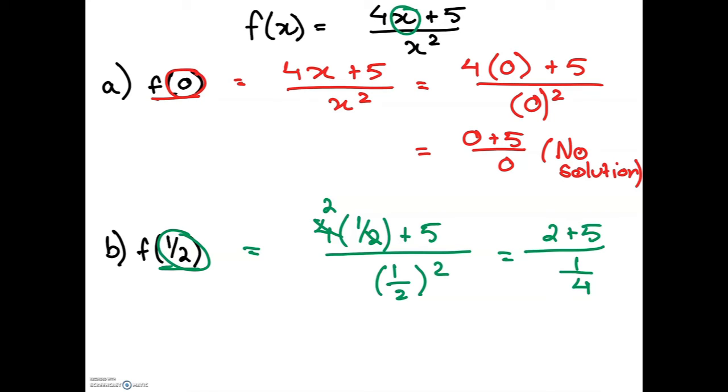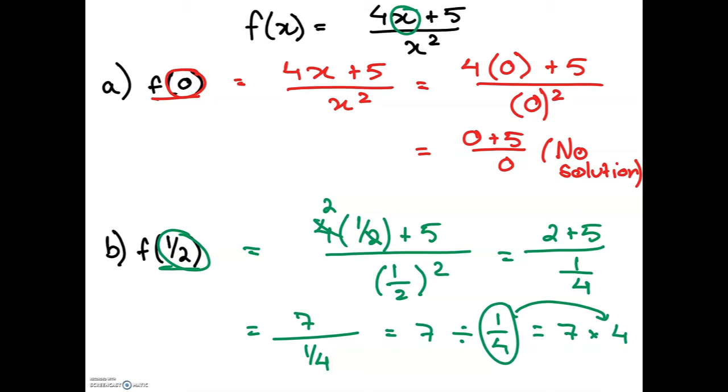To simplify this, what I like to do is write the numerator 7 divided by 1/4. Whenever you divide by a fraction, you take the reciprocal. So you basically flip it over and it becomes 4. Then that becomes 28, and 28 is your final answer.